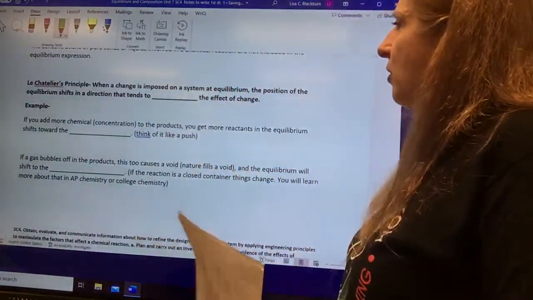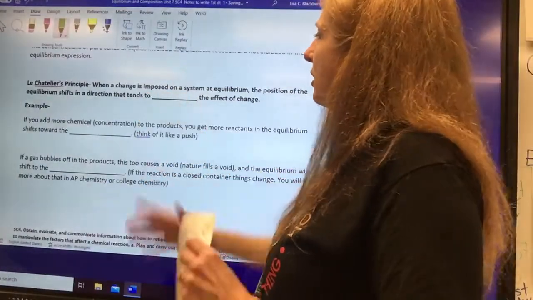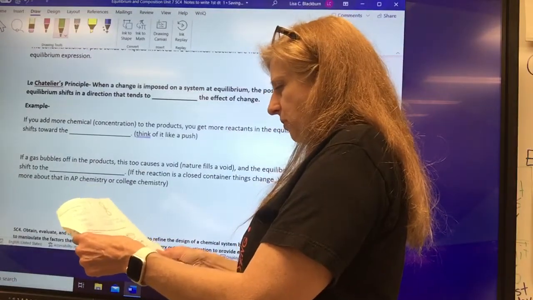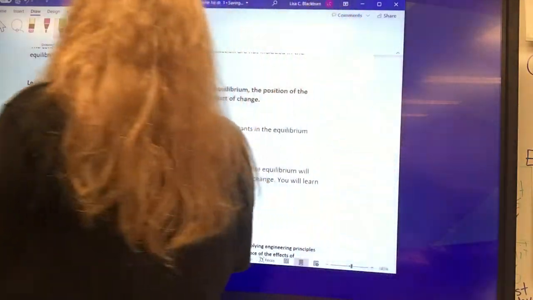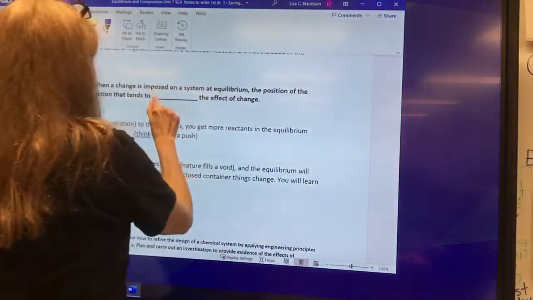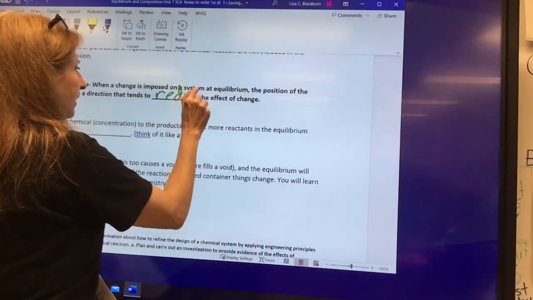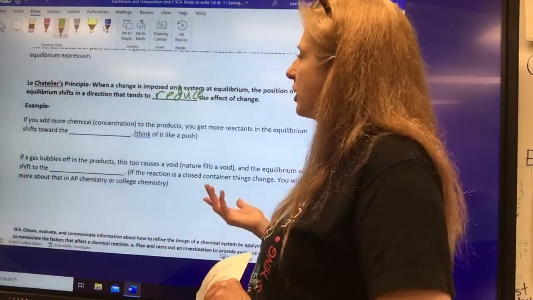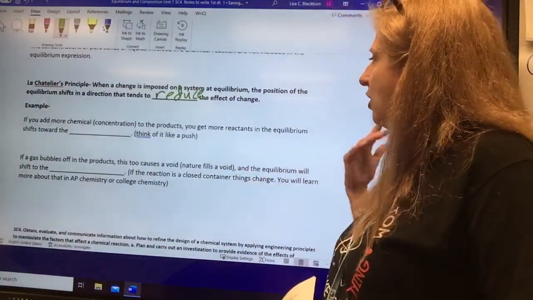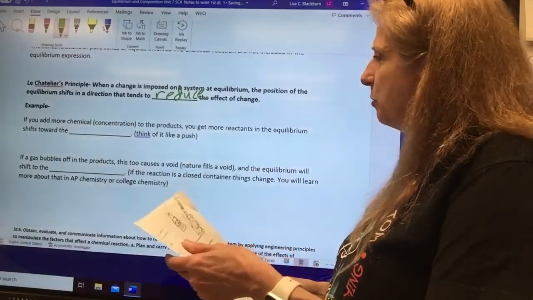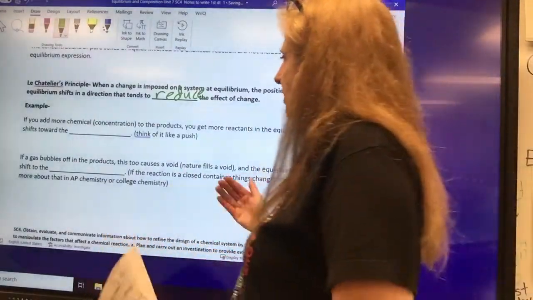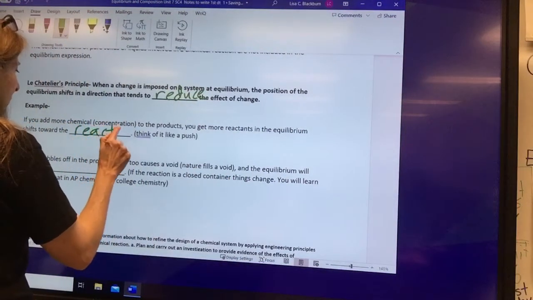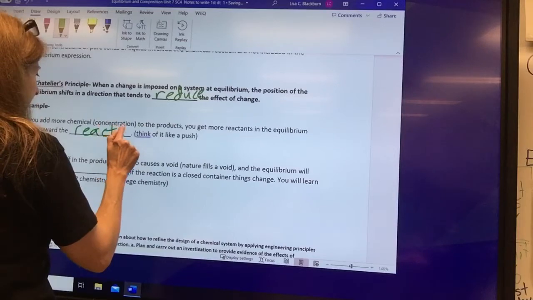So if you add more chemical, Le Chatelier, it will tend to do the thing to alleviate the effects of the change. Let's see how I wrote it. Reduce, that's a good word. Better than alleviate. It will reduce the effects of the change. For example, if you add more chemical concentration to the products, you get more reactants in the equilibrium, and it would shift toward the reactants. That's the same thing I just said, but backwards.